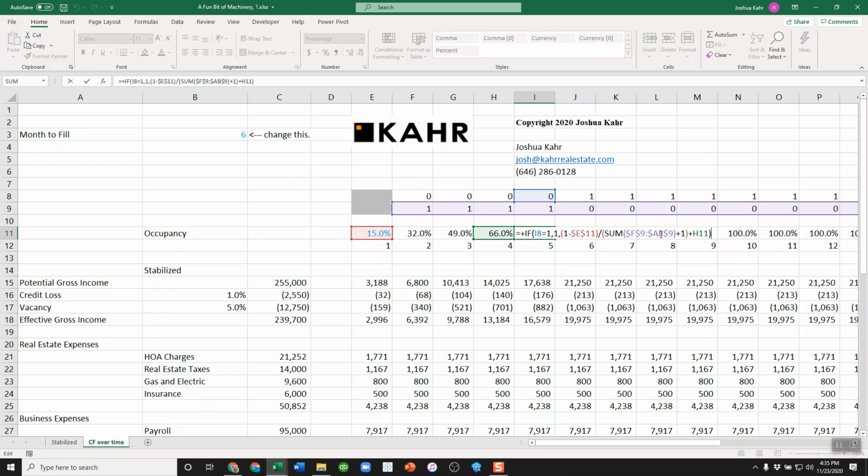Don't get me wrong, there are a lot of other ways to do this, but this is a simple way to use an if statement, a sum, and basically get us from a starting point to an ending point. And that is, as I write here, a fun bit of machinery.